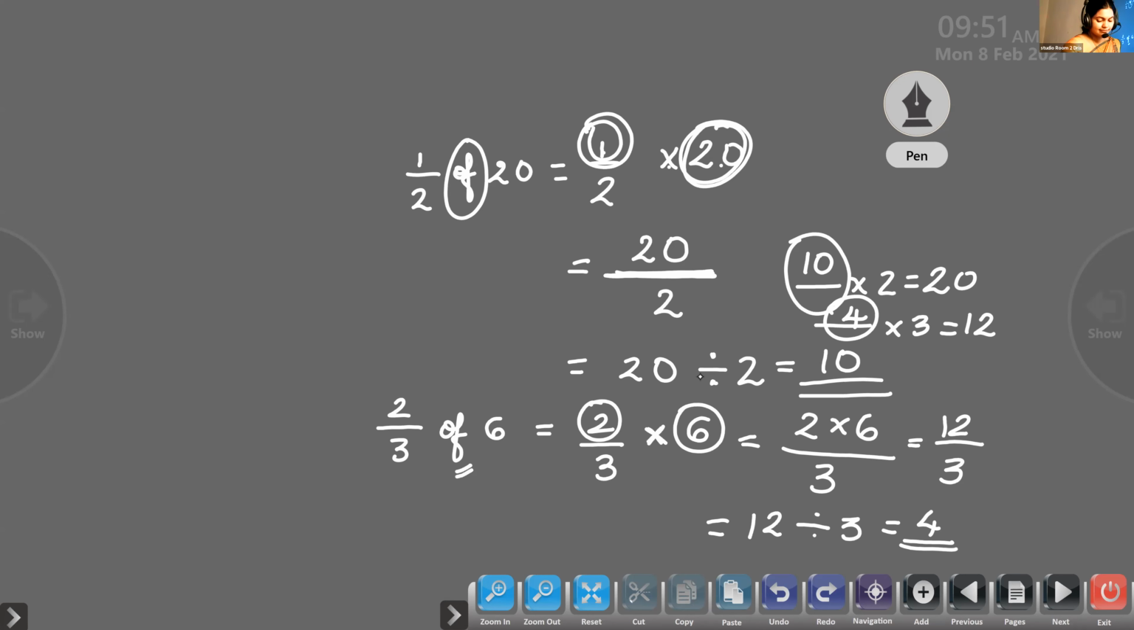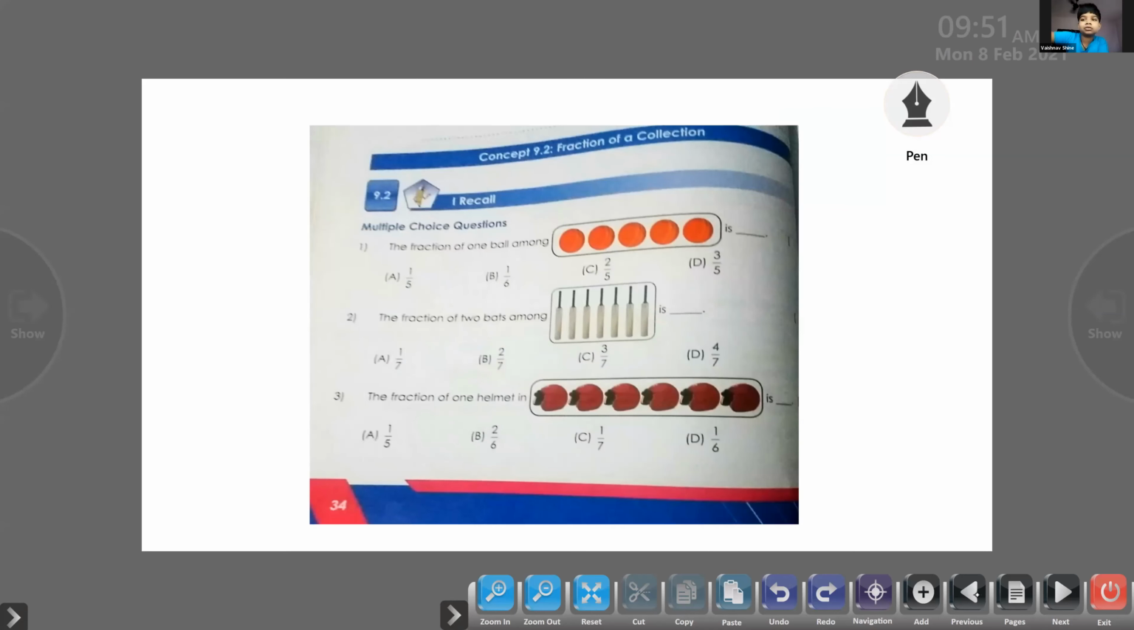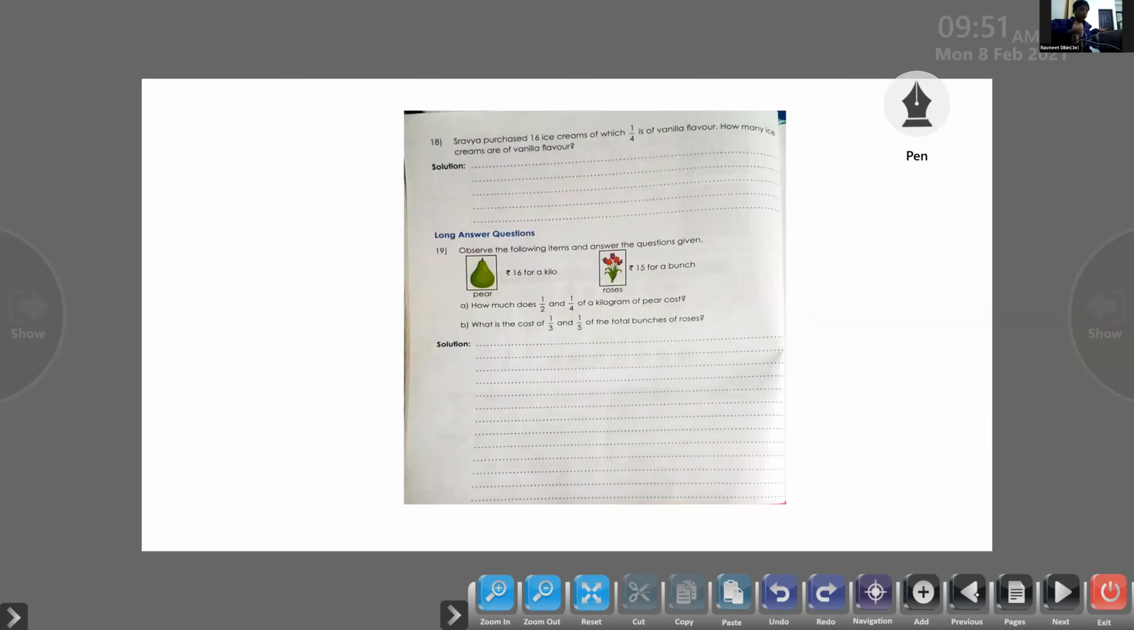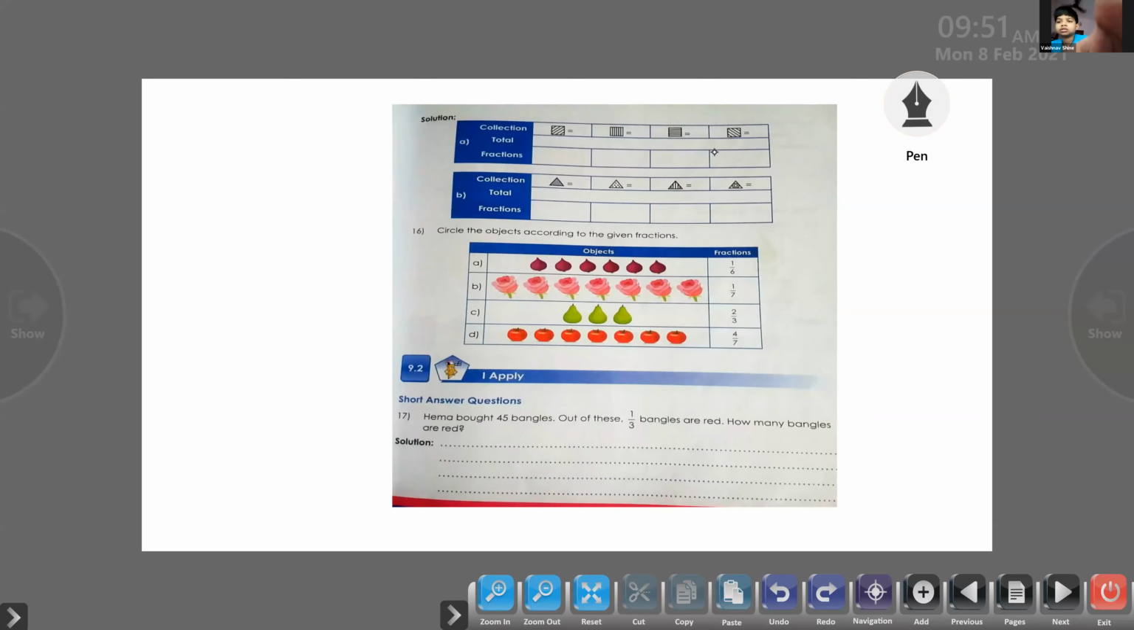Yes. Are you all ready? Yes. All of you open your workbook. Page number 37. Page number 37. Okay. Now I want Parvana, please unmute and read the first question. Question number 17. Till 16 we have done, right? Parvana, till 16 we have completed, right? Yes, ma'am.